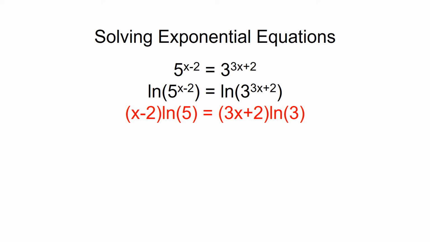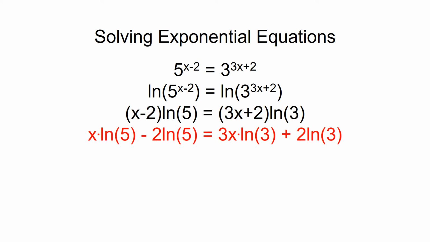We have x minus 2 times the natural log of 5, and on the right side we have 3x plus 2 times the natural log of 3. We can use the distributive property on both the left and the right, and we obtain x times the natural log of 5 minus 2 times the natural log of 5 equals 3x times the natural log of 3 plus 2 times the natural log of 3.